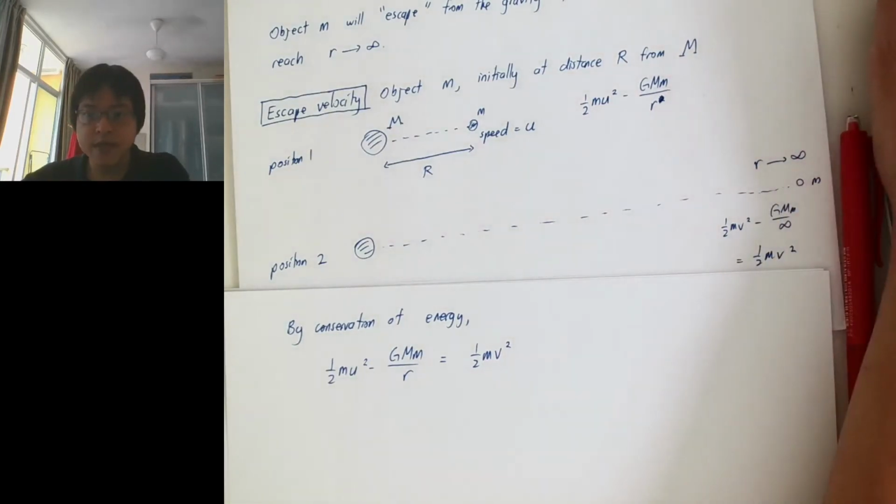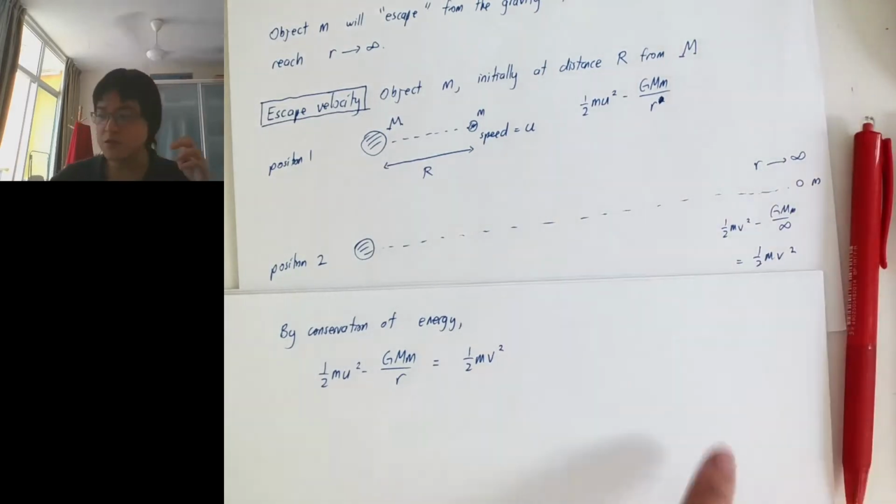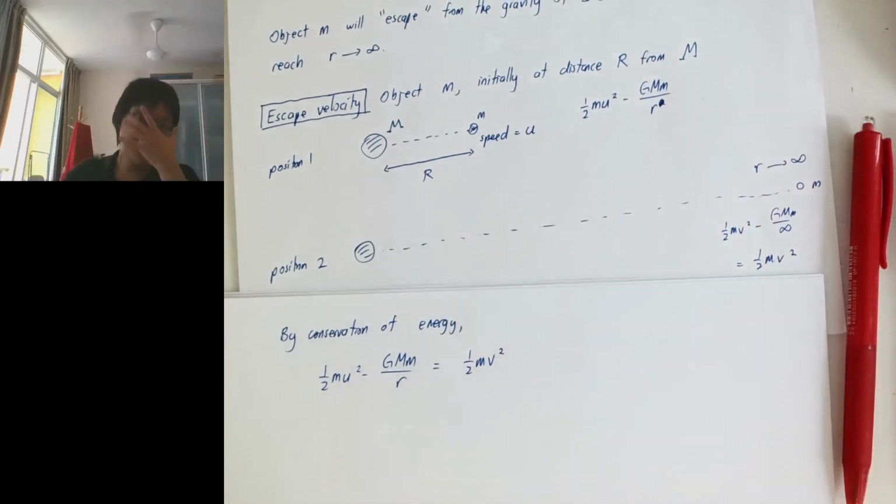At position 1, m is still under the force of gravity of M, yes, and then r goes to infinity, just to say m reaches a very far distance. They're both equivalent because only at infinity will the force go to 0. In practice, when r is very, very far away, like a few million light years, it's more or less like infinity already.